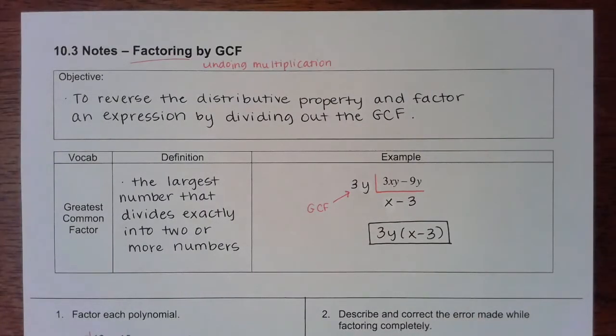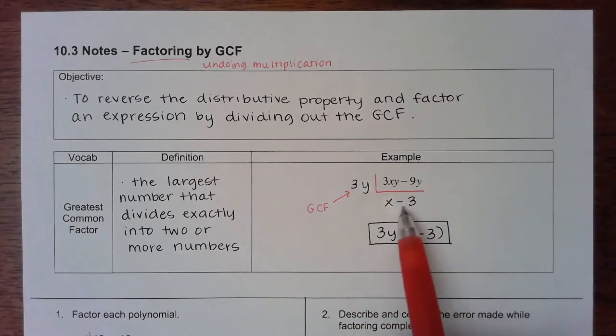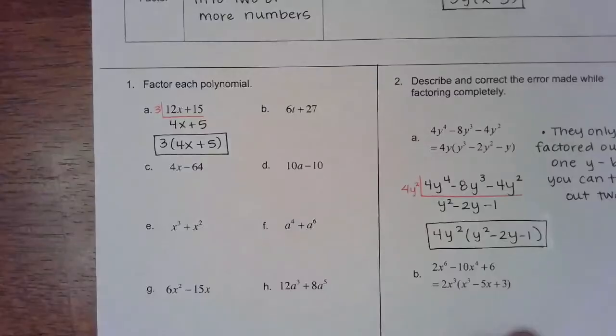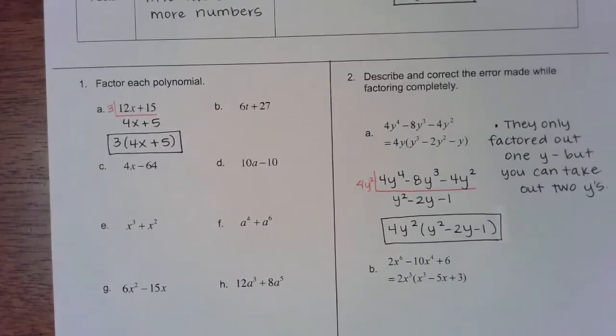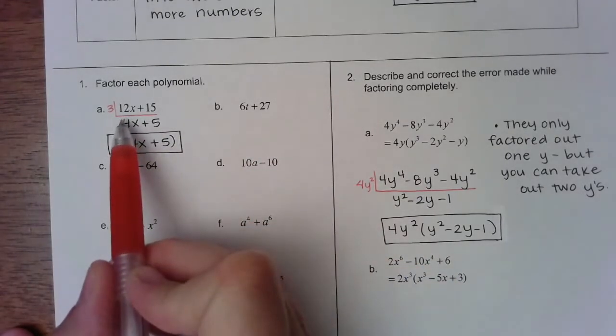When you write your final answer to these questions, whatever you divided them by is going to go in front, and then whatever was left over is going to go on the inside of the parentheses. And so we'll see several examples of this together today. So when you're doing these, the question that you want to ask yourself is, what's the biggest thing I can divide both, or in some cases all, because there could be more than two things right here. But what's the biggest thing I can divide them by?